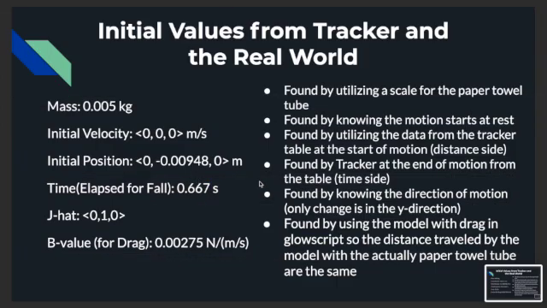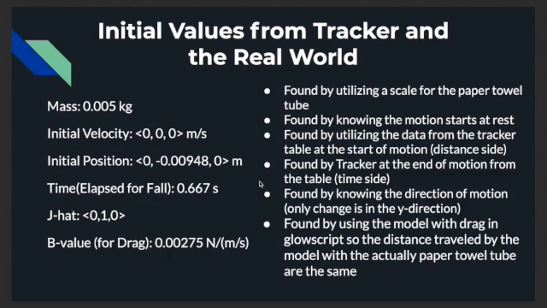Now, as for the initial values that we're going to use in our model GlowScript data, we first have the mass, which I found using a scale, and we also have j hat, which can be found by observing that the paper towel roll only goes in the y direction. For initial velocity, we can use that the initial velocity is going to be 0 as it's dropped from rest, and initial position based on the axis data that we got from tracker. We also can get time elapsed by the seconds in the table down in tracker. And finally, the b-value, which I specified here, but we utilize our model data in order to find this b-value later based on the terminal velocity of the data.